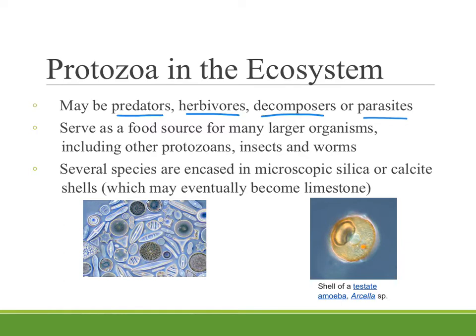Protozoa also serve as a food source for many larger organisms, such as other protozoans or even insects and small worms. There are worms that are actually microscopic. And interestingly, several species of protozoa actually have microscopic silica or calcite shells, which are sometimes called tests.